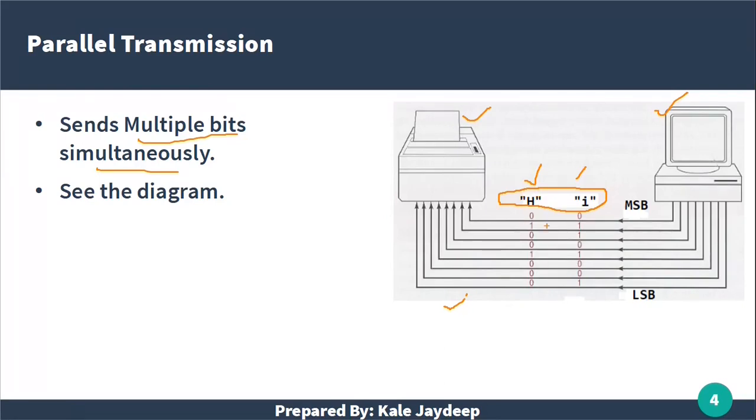So how will this string HI be sent from the computer to the printer? First of all, the 8-bit binary code of letter H will be sent. All 8 bits that represent letter H will be sent on these 8 wires. So this is parallel transmission. And in the second step, the 8 bits that represent letter I will be transmitted on these 8 wires in parallel. So this is parallel transmission.